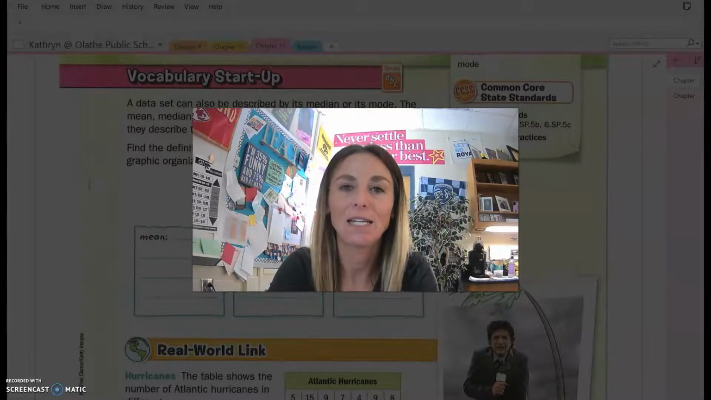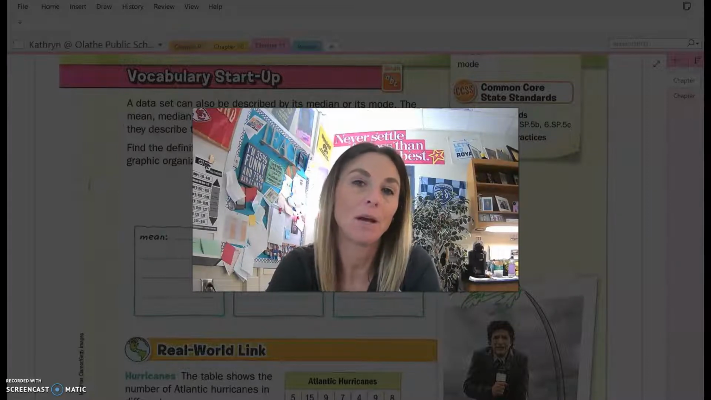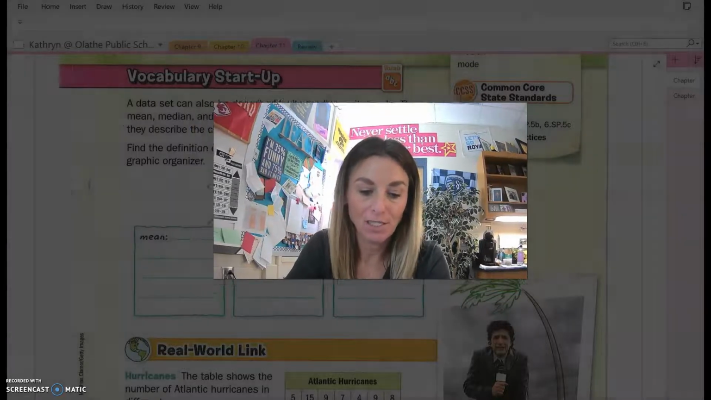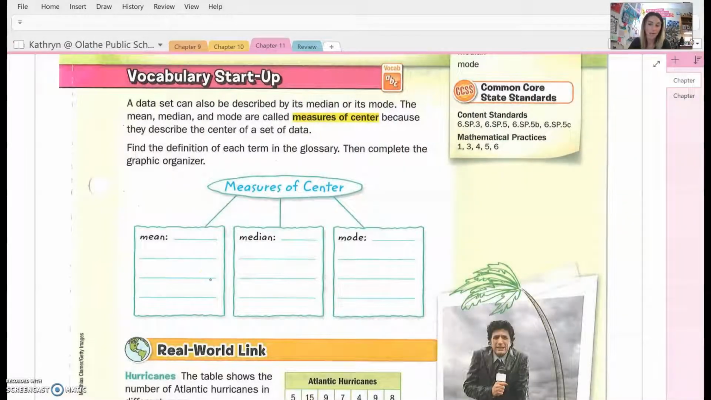Here we are. We're going to be taking a look at Chapter 11, Lesson 2. We're going to be talking about the median and mode, also known as the measures of center. So go ahead and get yourself set up while I get set up, and we're going to take a look at 817. Okay, so while you're looking at 817, we're going to go ahead and get started right away.